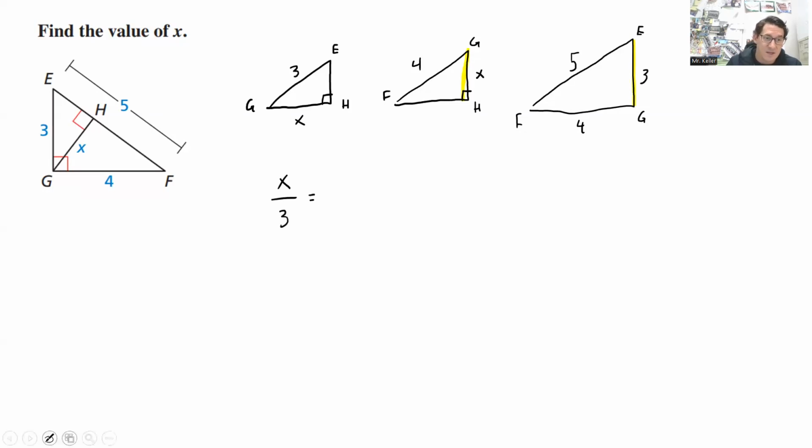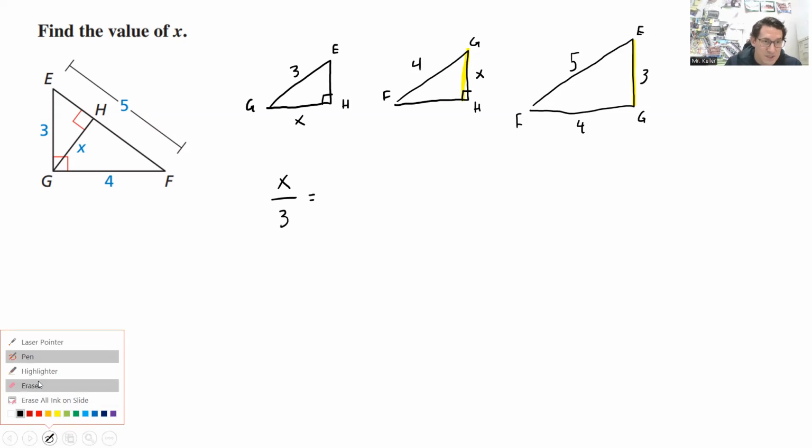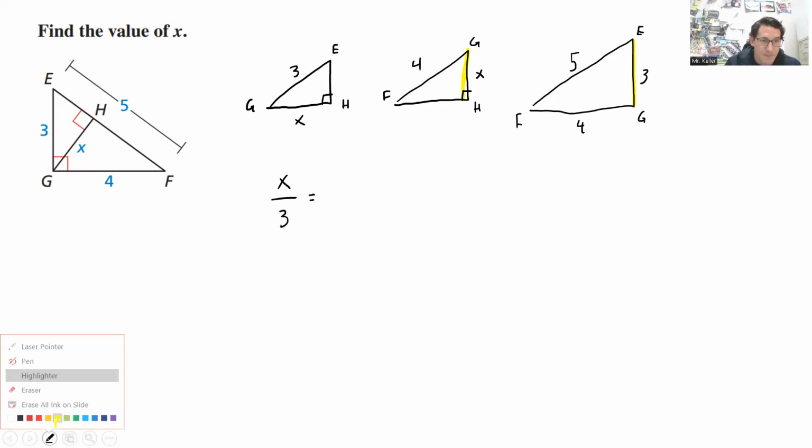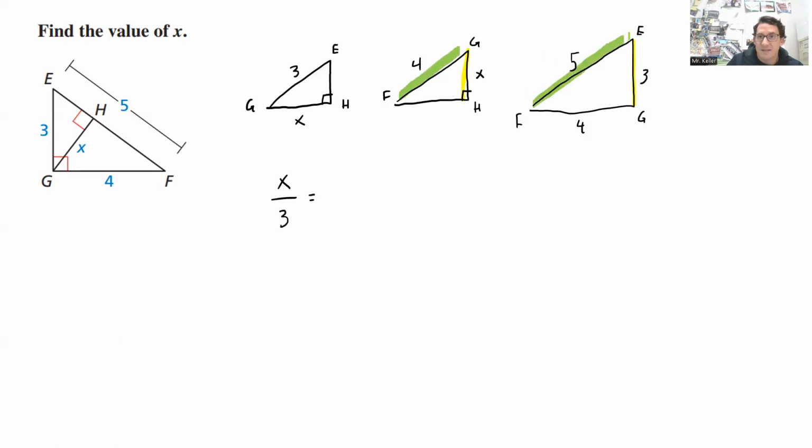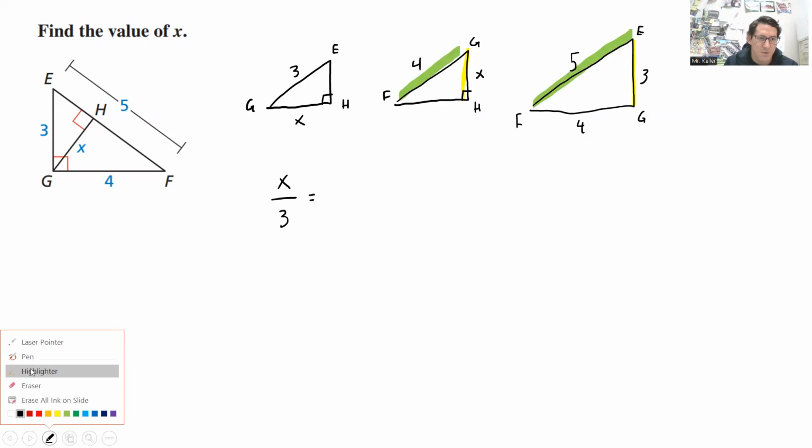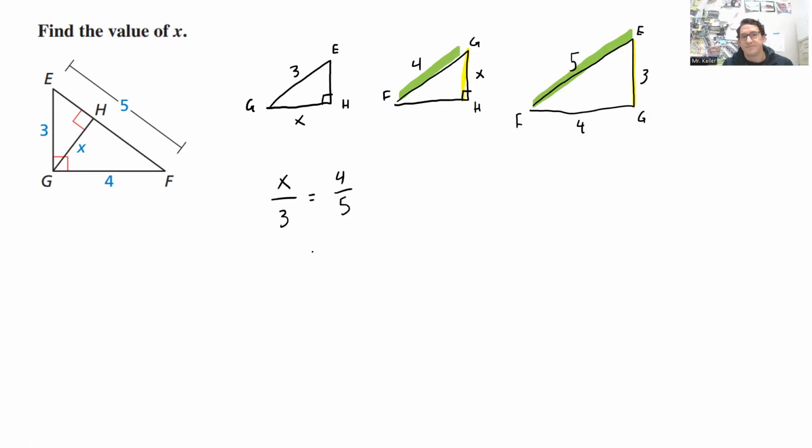And now I need another proportion to set up, in green. So I know this side here corresponds to this side here. So that's going to be, oh, don't want that one, want this one. So it's going to be 4 to 5. All right, and then from here, it's just a matter of solving the proportion.